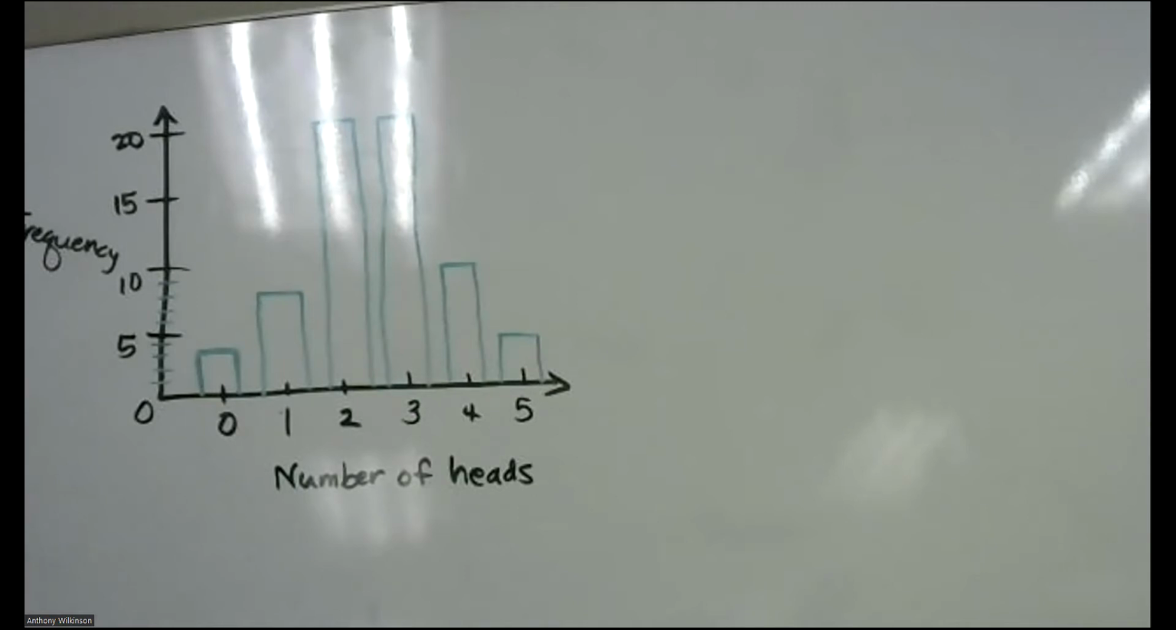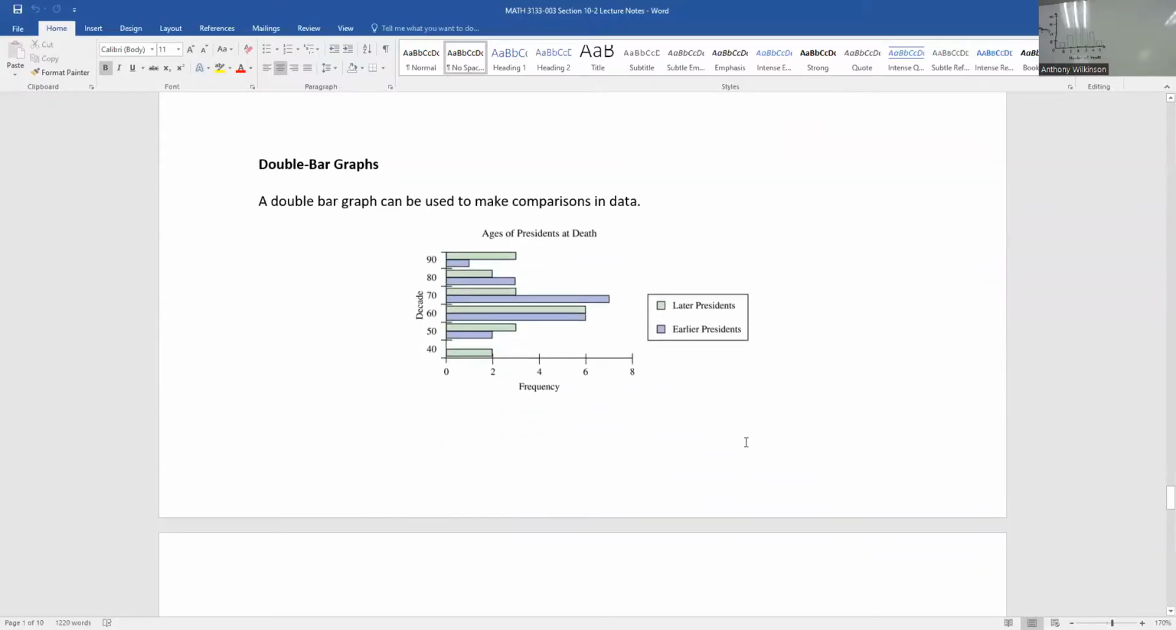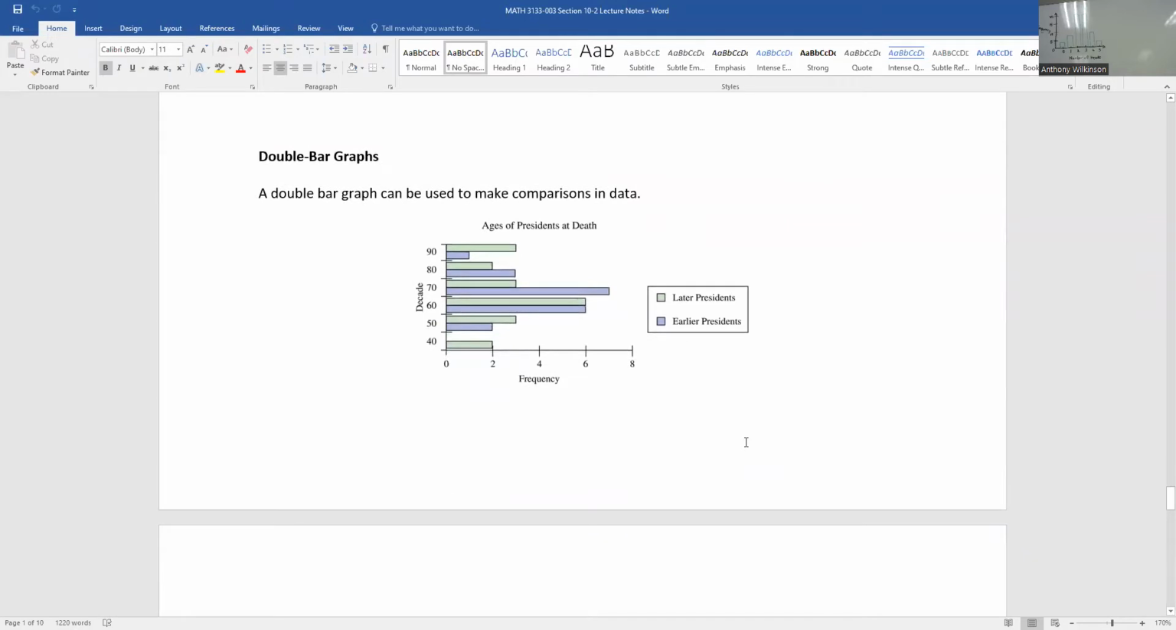All right, so next we'll go to what a double bar graph looks like. We won't do one in this class, but I just want to show you what it looks like. It can be used to make comparisons in data. Let's say we had a double bar graph that looks like this. This is the ages of presidents at death when they died. The green, as you can see, are the ones for the later presidents, and then the earlier presidents are in blue.